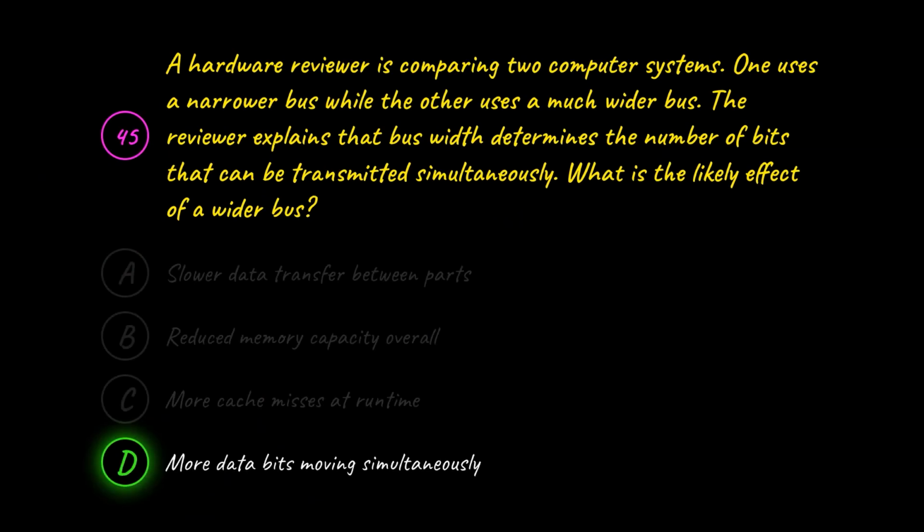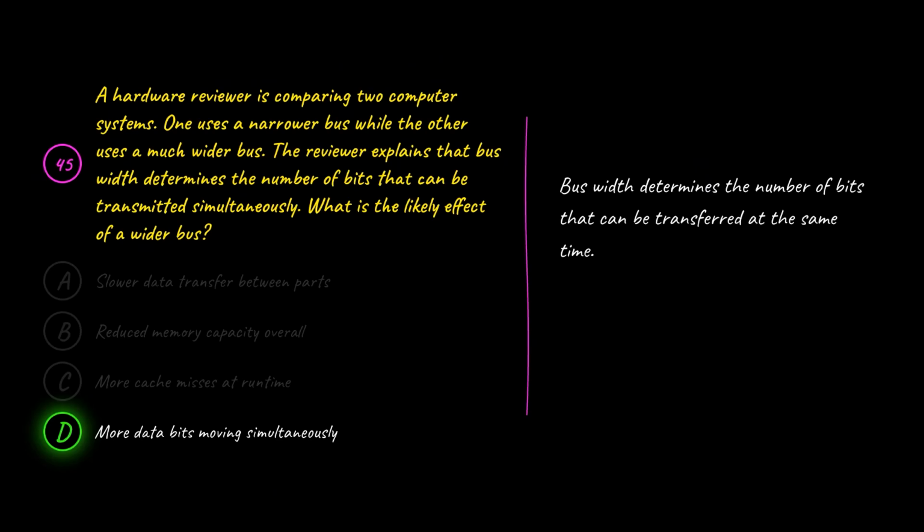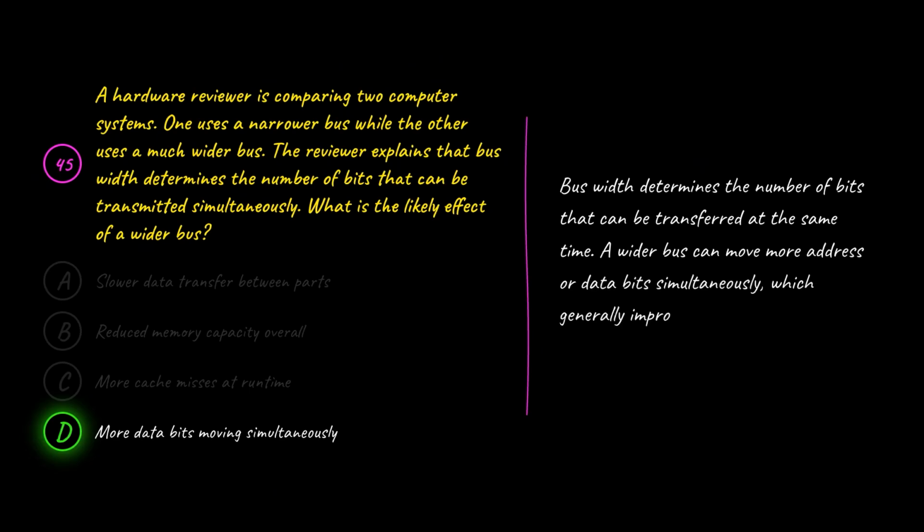The correct answer is D. More data bits moving simultaneously. D is correct because bus width determines the number of bits that can be transferred at the same time. A wider bus can move more address or data bits simultaneously, which generally improves overall data transfer performance between components.